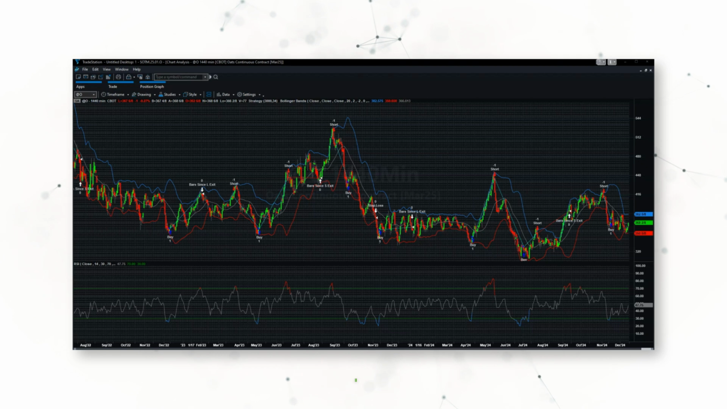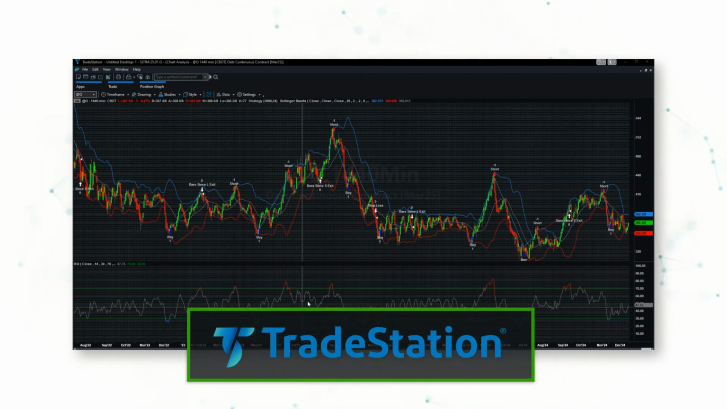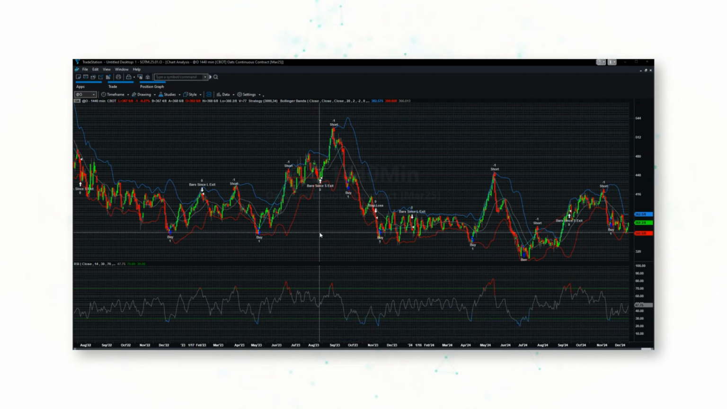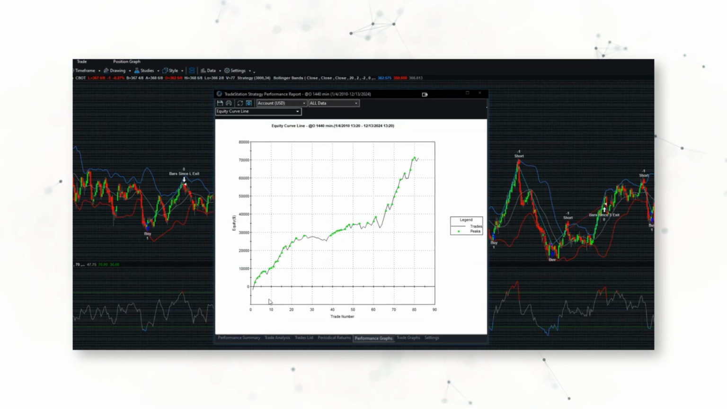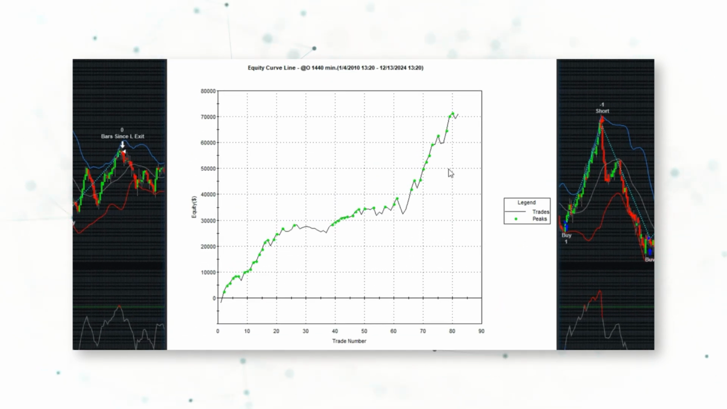Let's start by looking at the strategy performance. If we jump into the TradeStation trading platform, where I have loaded our oats trading strategy onto an oat market 1440 minute bar chart, we can bring up a performance report. And the first thing we'll see is a nice upward sloping cumulative profit line. This strategy has consistently made great trades and had positive profits with very few significant drawdowns since 2010. So that's 14 years of solid performance.